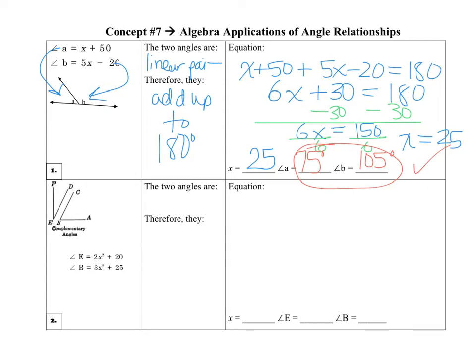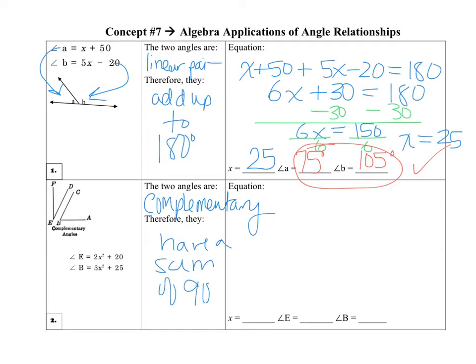In this picture, you can see we have complementary angles, and we have our two expressions for the angles. Since they're complementary, let's write this down. That means that they have a sum of 90 degrees. So that tells us our equation. We're going to add up our two expressions. So we have 2x squared plus 20 plus 3x squared plus 25, and that's going to equal 90.